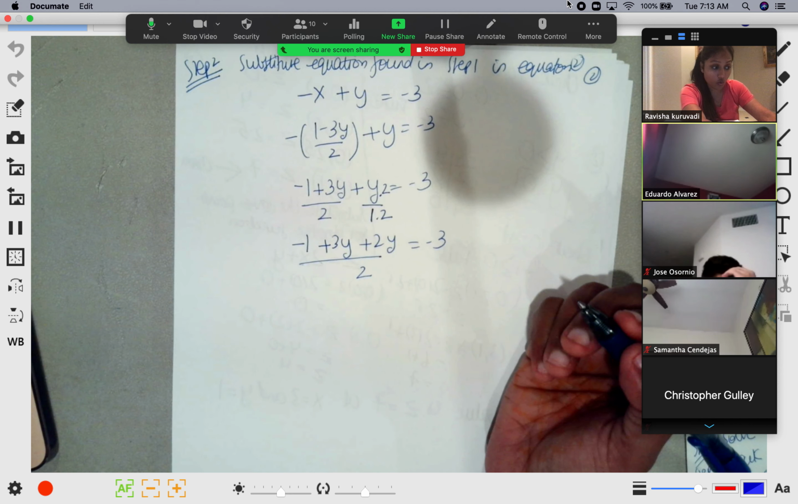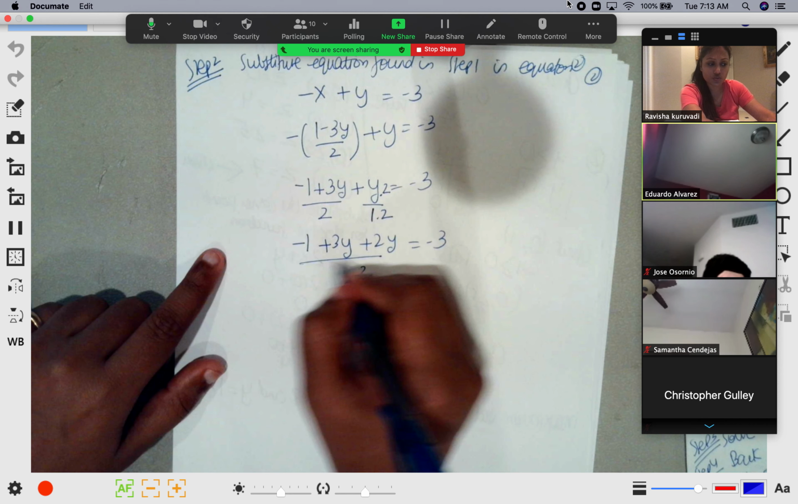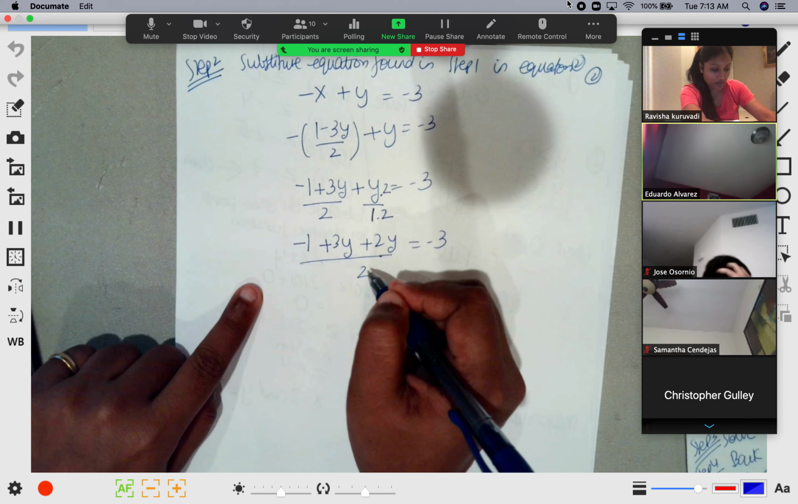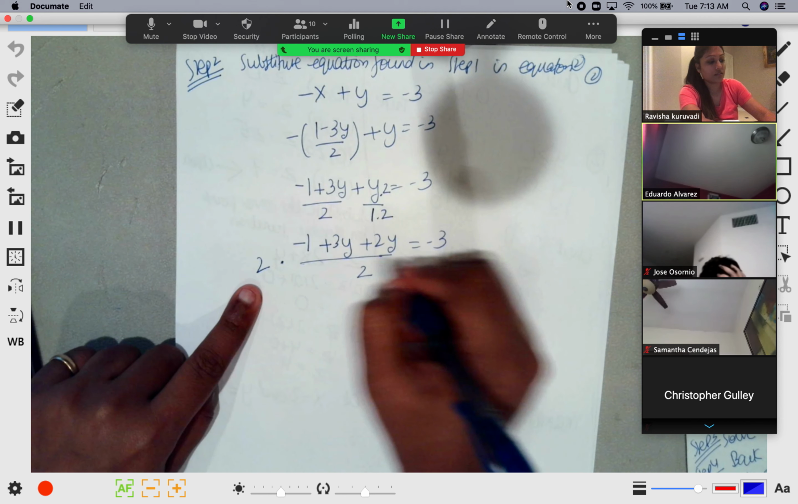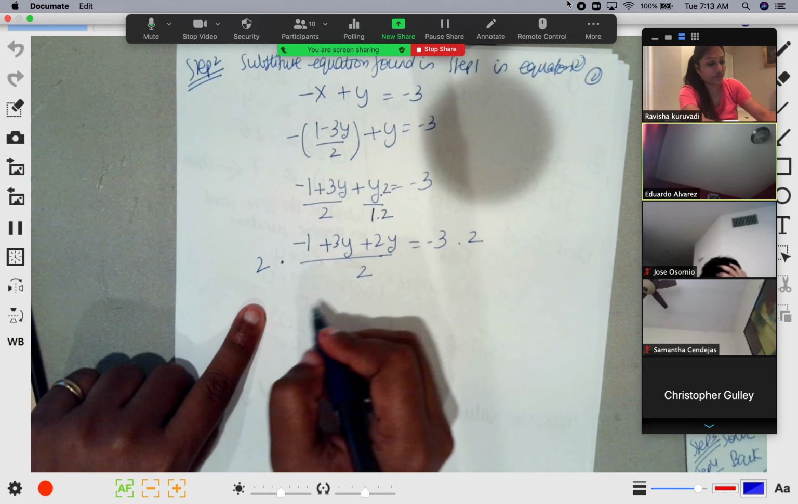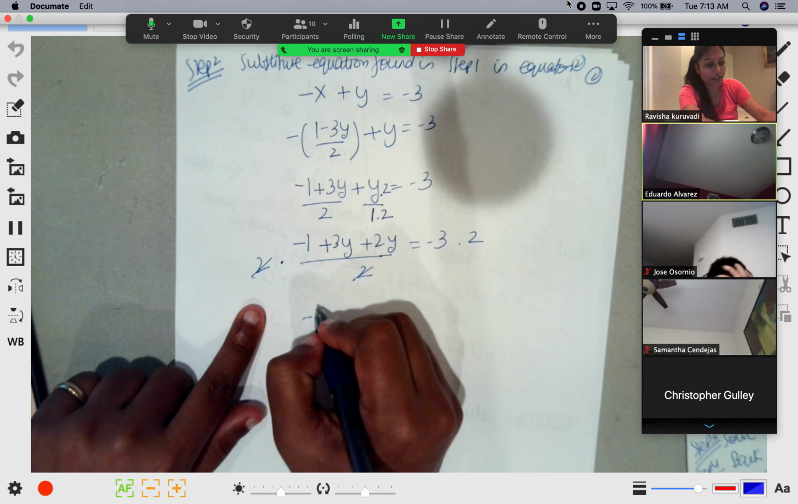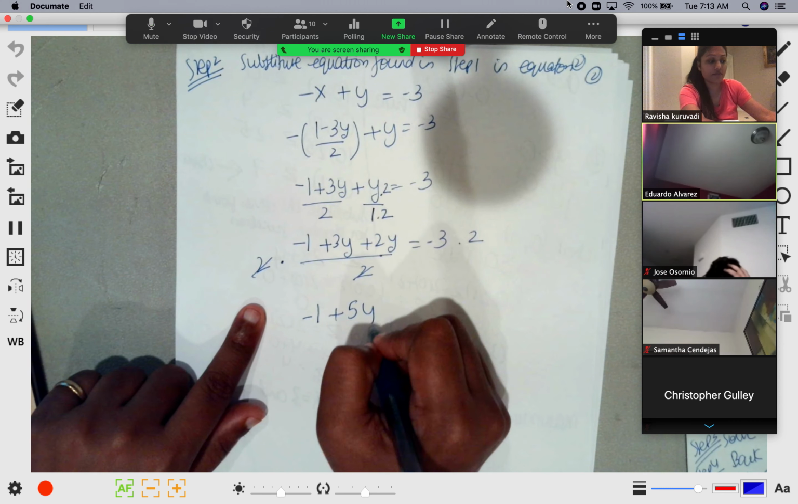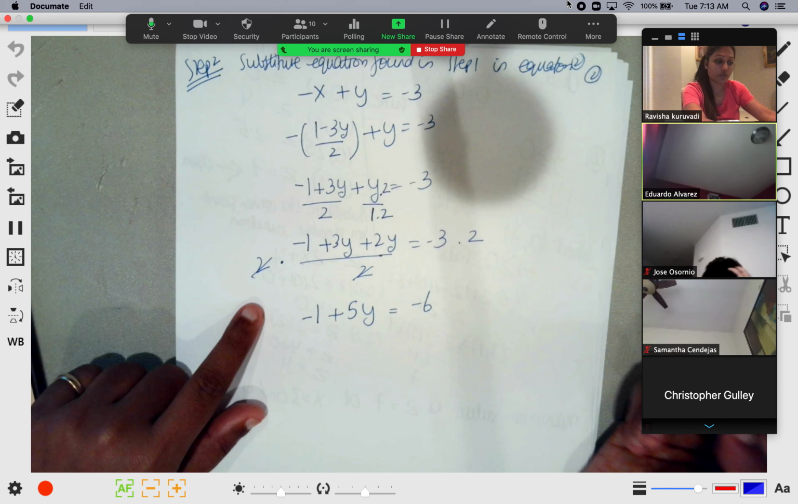Now I have the whole thing divided by 2. How do I get rid of this 2? We multiply it by 2, and we also multiply the other side by 2. So this and this cancel. You're left with negative 1, and I combine these two. I get 5y is equal to negative 6. Now I have to solve for y. What do I do?